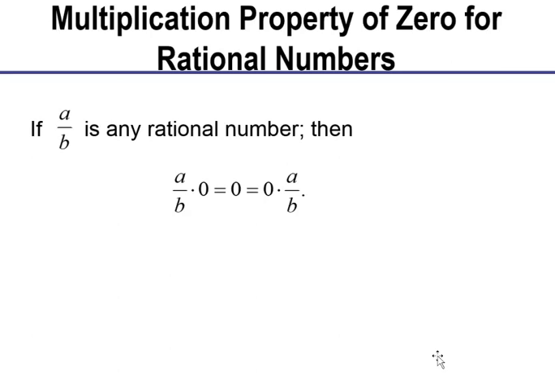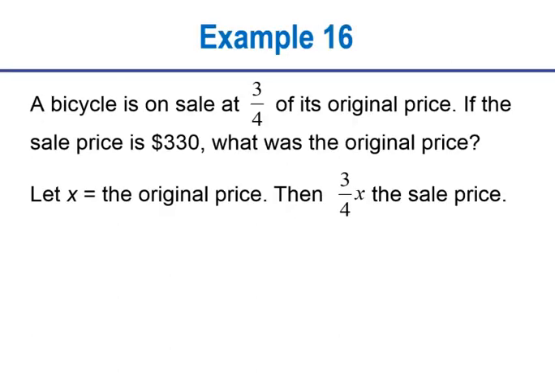Some fraction A over B times 0 is equal to 0. Same thing as if we multiply by 0 times A over B. And that multiplication by 0 property has to work both ways for it to be true, and of course that does. Now, let's do an example.